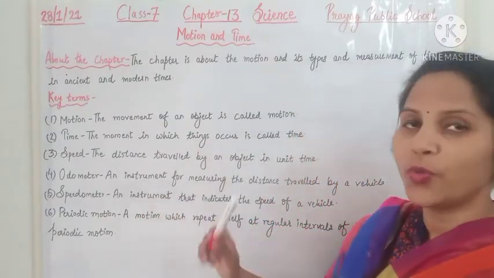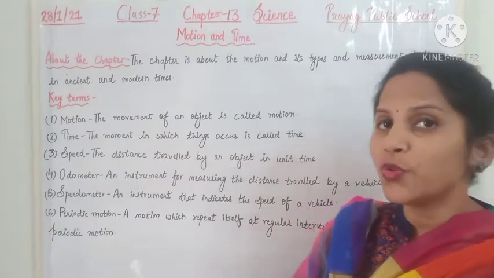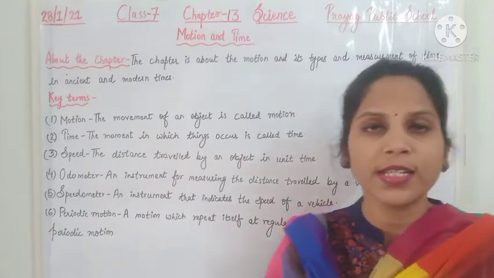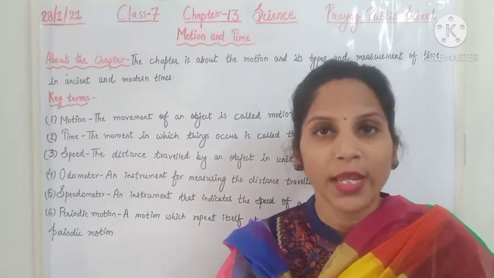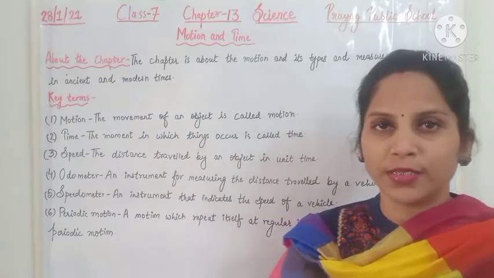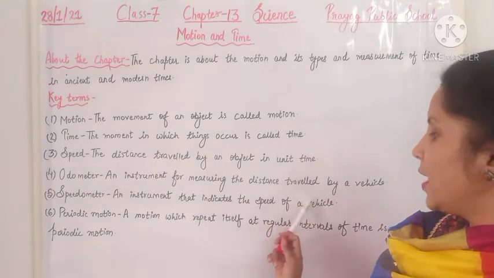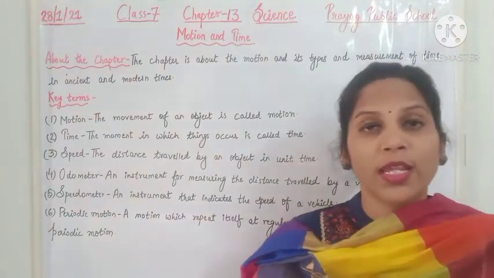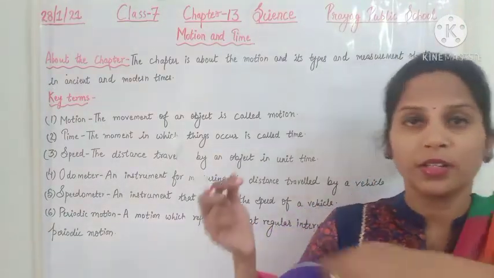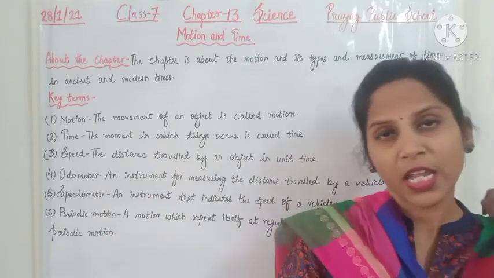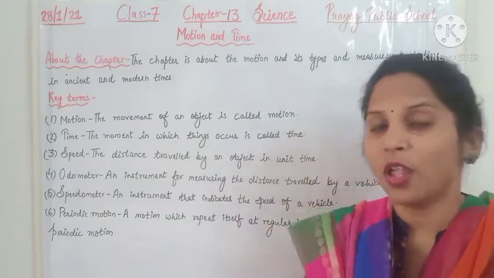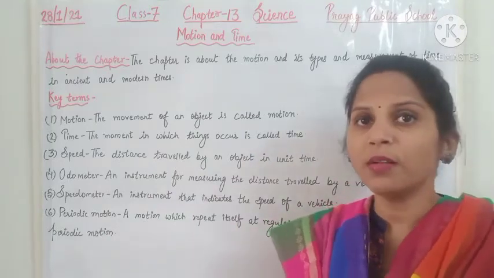Then the fourth one is odometer, an instrument used for measuring the distance traveled by a vehicle. It is measured in kilometers. Then speedometer, an instrument that indicates the speed of a vehicle. An instrument that tells the speed of a vehicle, we call it a speedometer. It measures in kilometers per hour.